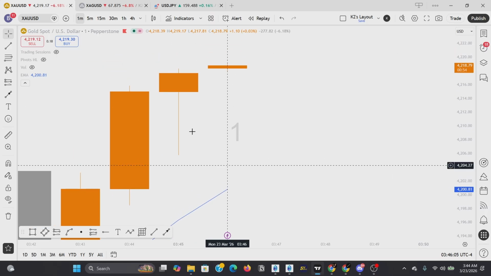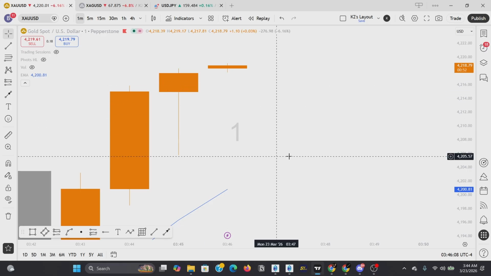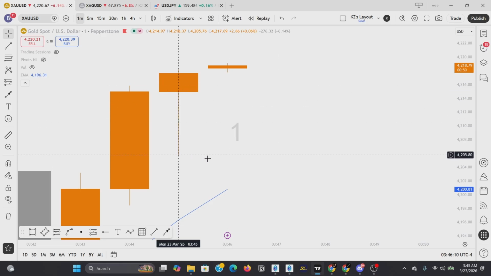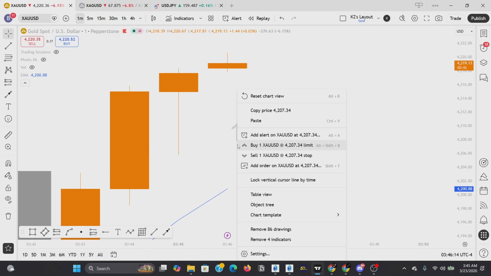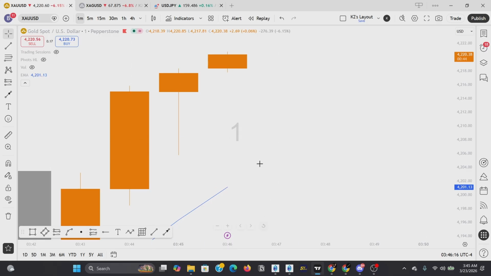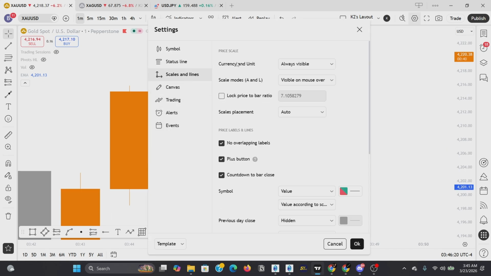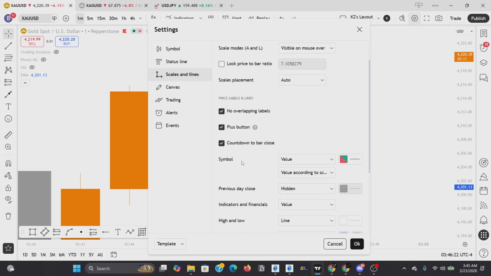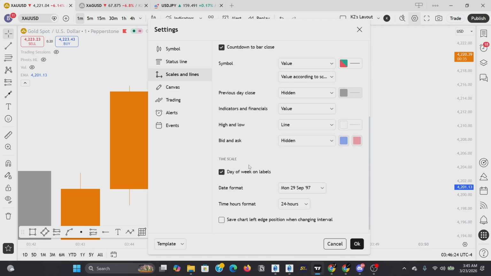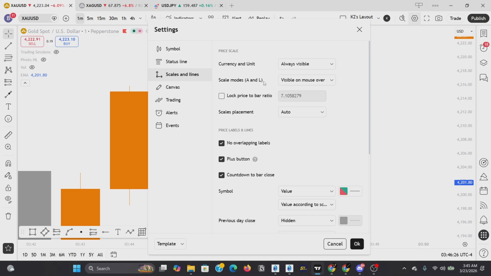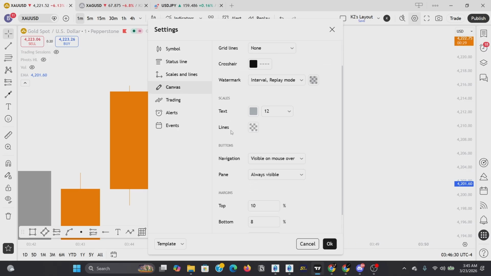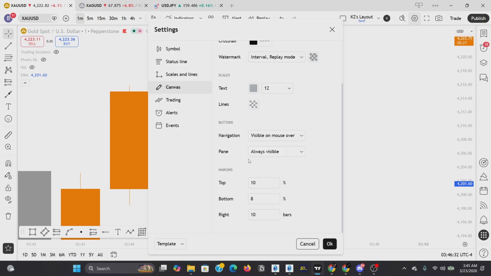All right. Now you just watch this whole candle form, right? I need to move that damn cursor line, bro. Scales and lines. It's making it hard for me to see what I'm trying to show.